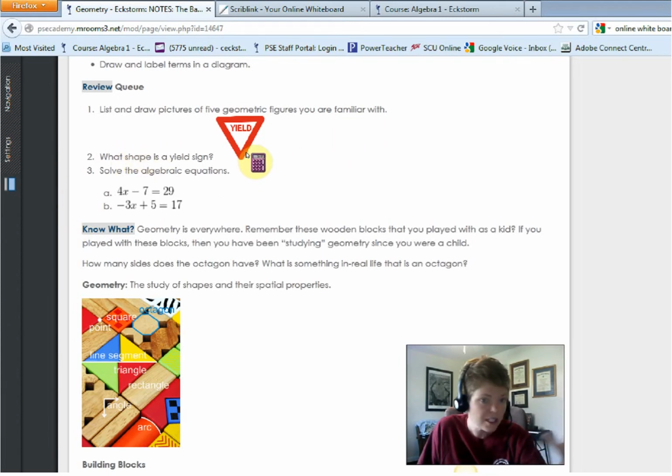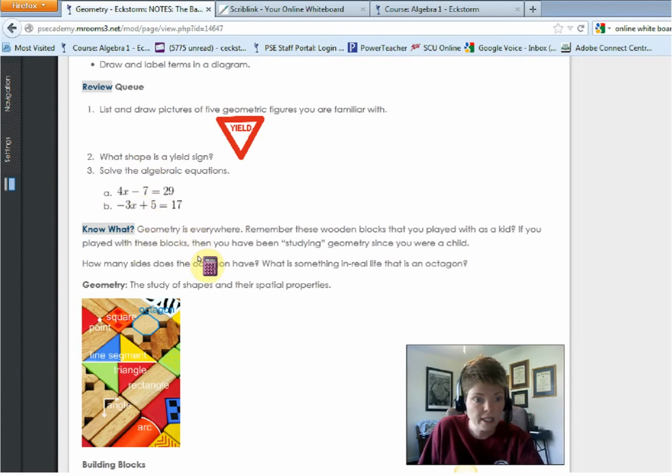What shape is this yield sign? That's kind of fun. And then solve these equations, a little algebra review. Do that on your paper. If you have questions about those, you need to ask me. You can email me, you can chat with me. If you want to check your answers, you need to be responsible for your learning here. You're not going to see answers to these, but if you need to ask me, please do.